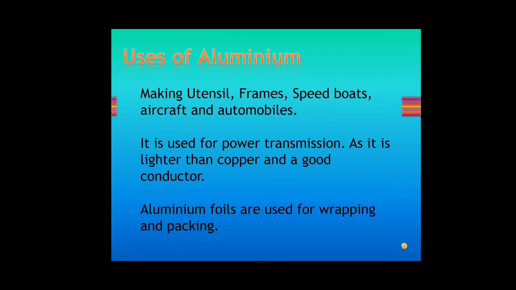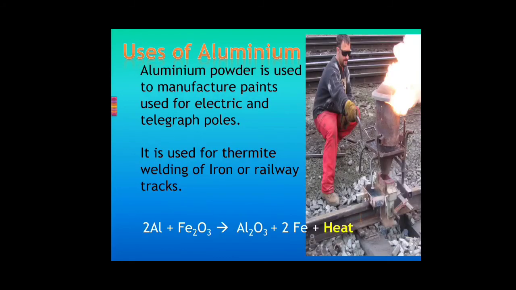Aluminium is used for making utensils, frames, speedboats, aircrafts and automobiles. It is used for power transmission as it is lighter than copper and it is a good conductor. Aluminium foils are used for wrapping and packing. Aluminium powder is used for manufacturing paints, used for electrical and telegraph poles. So you see a lot of telegraph poles which have a silvery finish, and that is because of the aluminium powder used in that particular paint. It is used so that it has a longer life when it is exposed to air, water and rain.